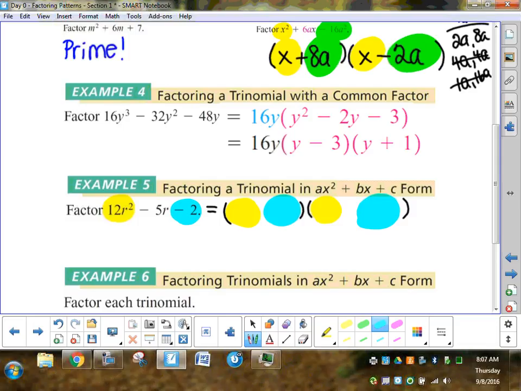Now, looking at 12, you're going to actually like to work with a number like, let's say, 3 and 4, as opposed to a number like 12 and 1.